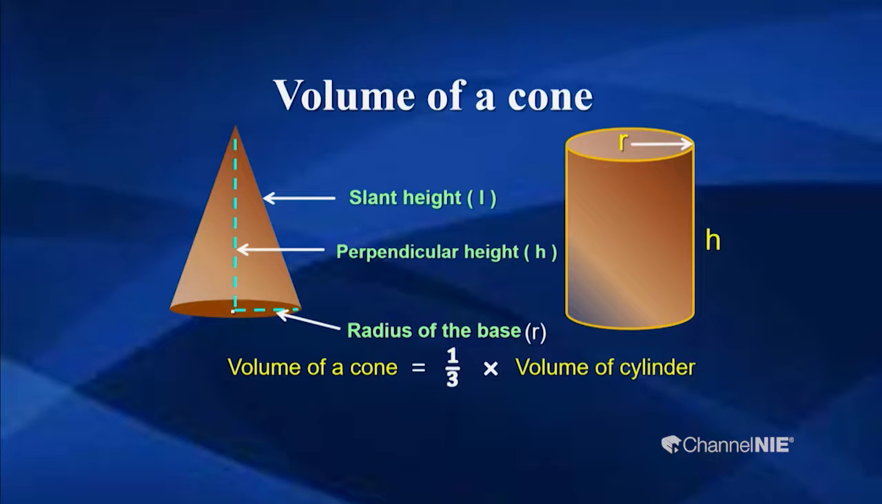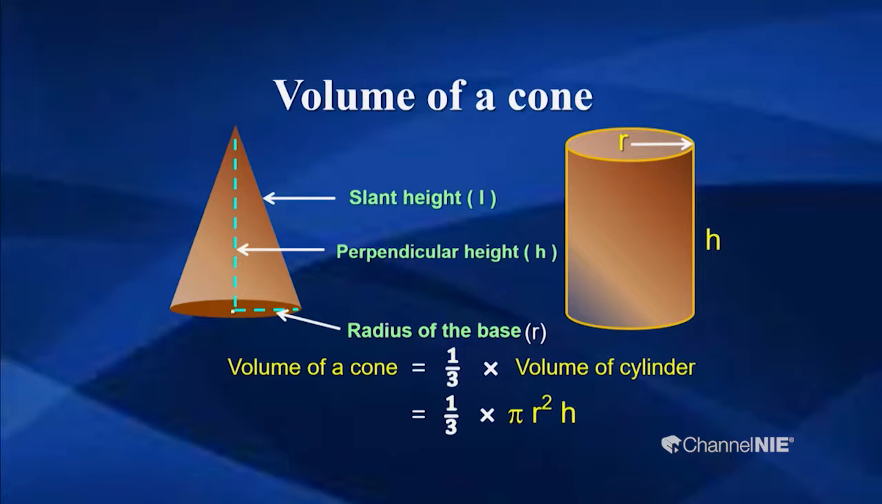The same method we use for the pyramid also. What is the volume of a pyramid? 1 over 3 into the volume of a cuboid. Now we can apply that same method for this one also. What is it? Volume of a cone equals 1 over 3 into the volume of the cylinder. Then according to that, 1 over 3, then multiply by πr squared h.